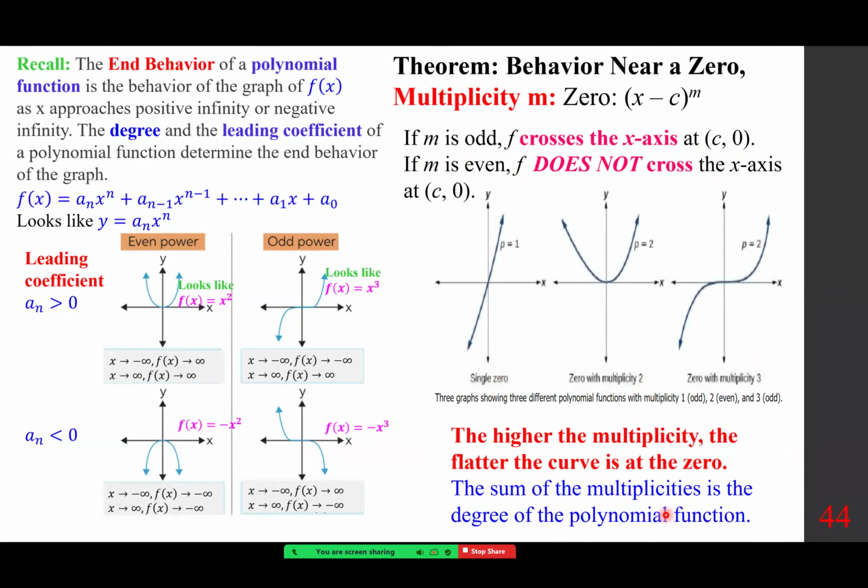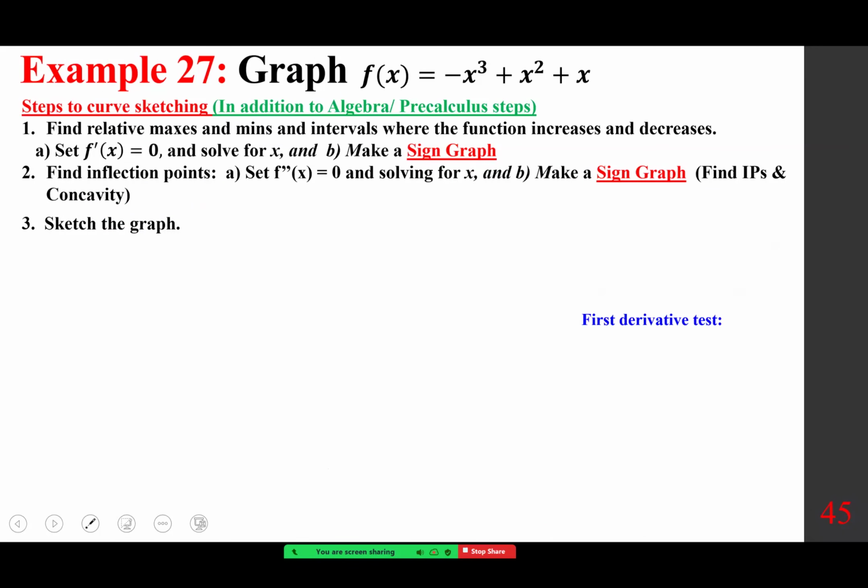So we went over this, so be able to graph this first and foremost with prior knowledge of mathematics. Okay, but steps to curve sketching, in addition to algebra or pre-calculus: we want to find the relative max and min and intervals where the function increases and decreases. The setup is we set f prime of x equal to 0 and solve for x and make a sign graph. F prime is 0 or f prime doesn't exist.